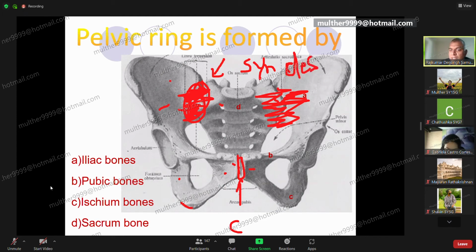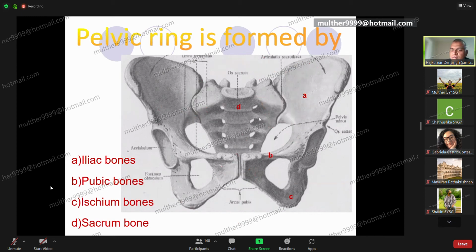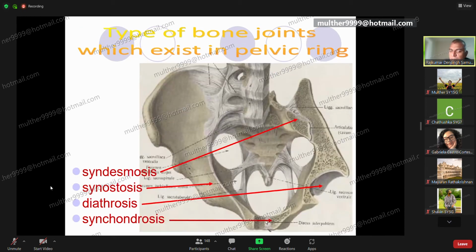Here we have two pubic bones. They are connected with the help of symphysis pubis. So how do you call this connection? How do you call them, doctors? We call them synchondrosis. Understood? Yes, sir.